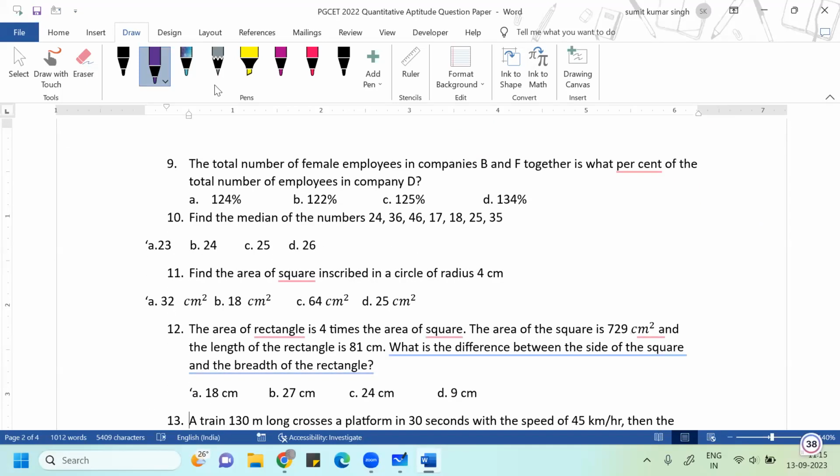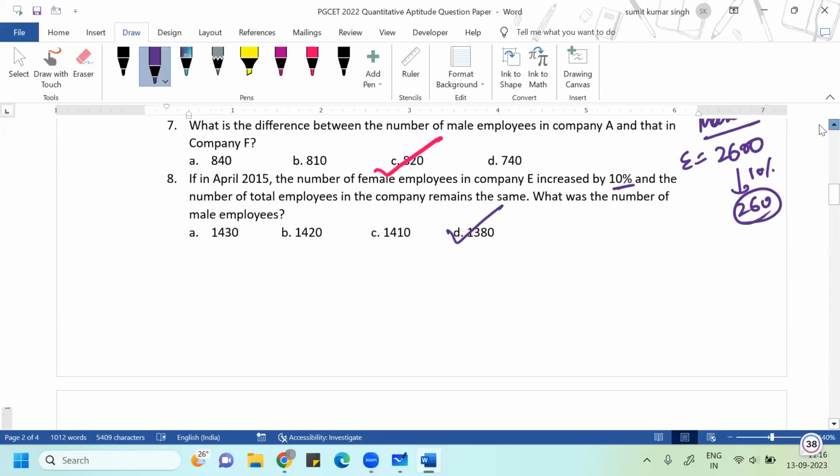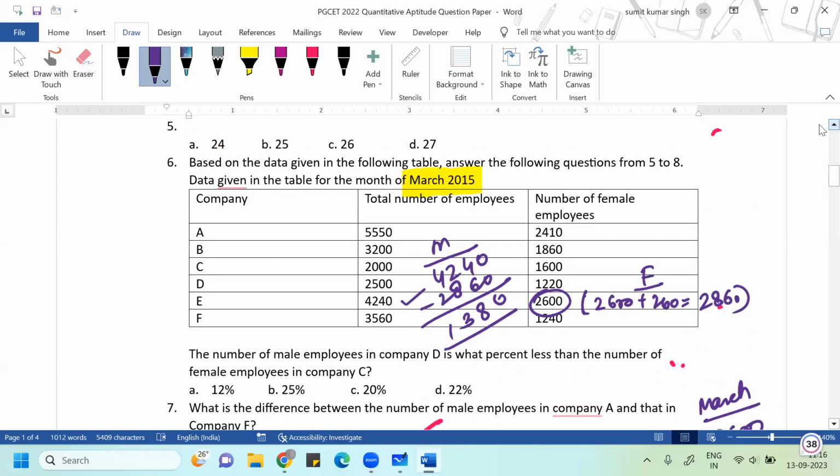Do this. Question number 9. You all have the data, right? The total number of female employees in B and F together is what percentage of the total number of employees in D? Do this, guys. You all have the data, right? In case you are not having the data, I'm showing you. Let me clean this part again.